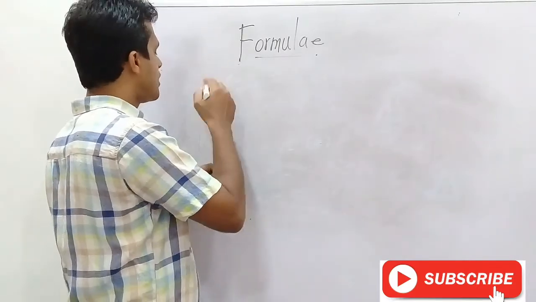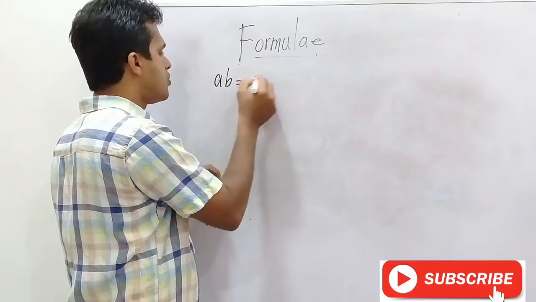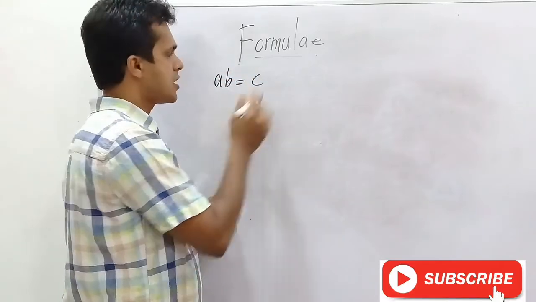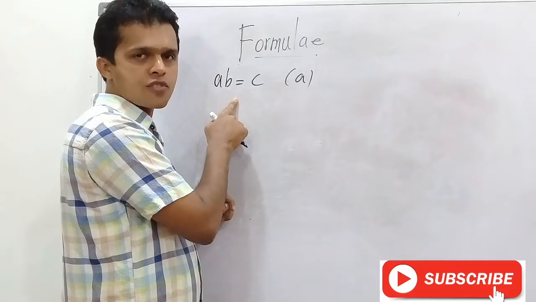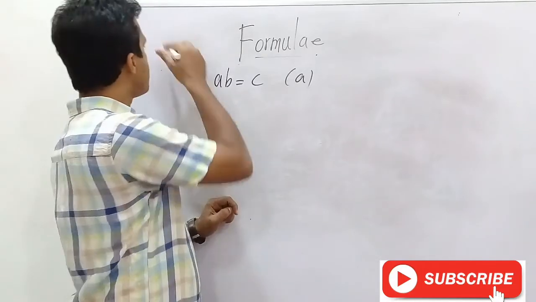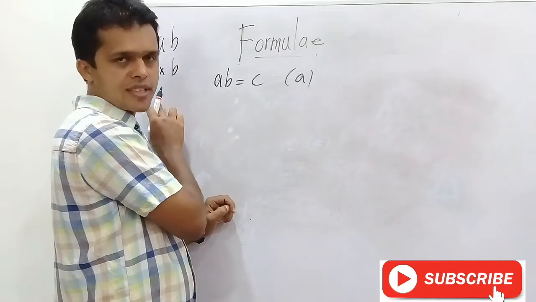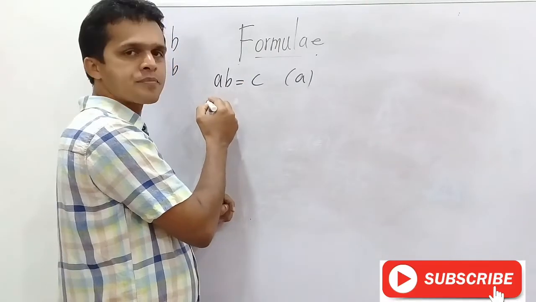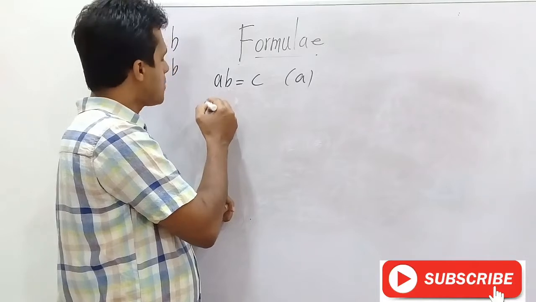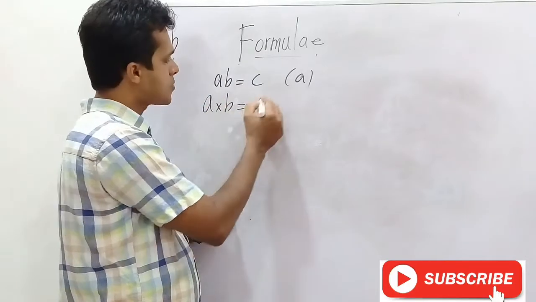The other formula: AB equals C. Make the term A the subject of this formula. What is AB? AB means A into B, multiplication. It has multiplication here. Let's make the term A the subject of this formula. AB means A times B.